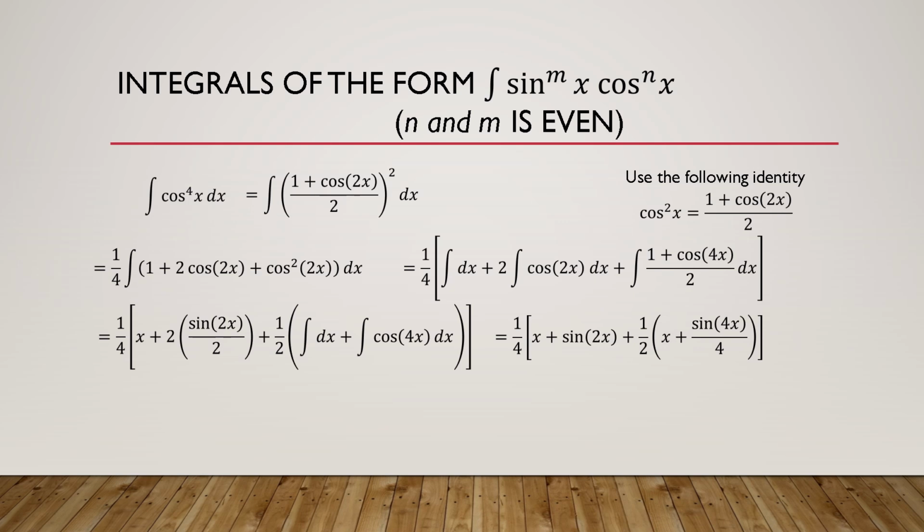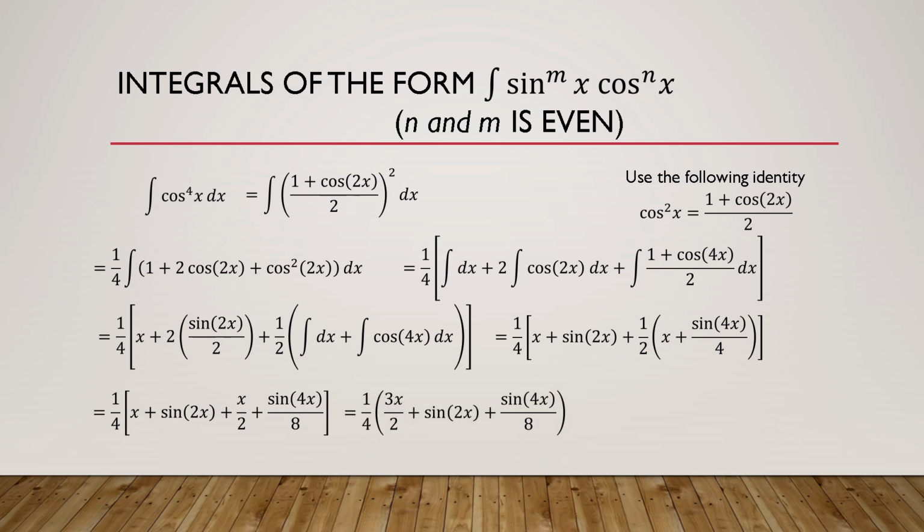Next, we simplify the inner parentheses to get 1/4 times the quantity of x plus sine 2x plus x over 2 plus sine 4x over 8. We then combine the like terms to get 1/4 times the quantity of 3x over 2 plus sine 2x plus sine 4x over 8. We then distribute our 1/4 to get a final answer, 3x over 8 plus sine 2x over 4 plus sine 4x over 32 plus c.